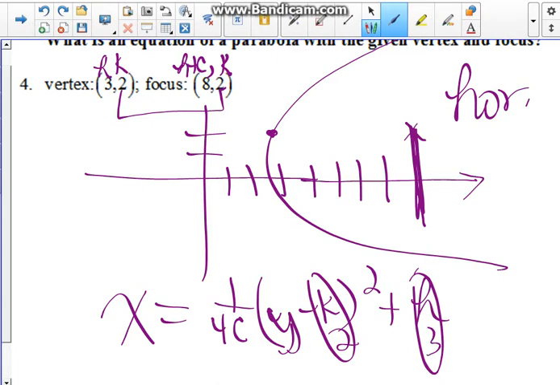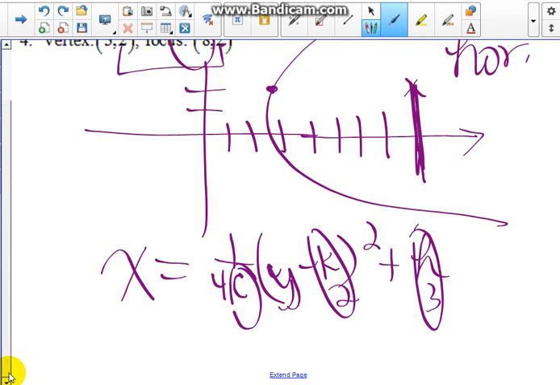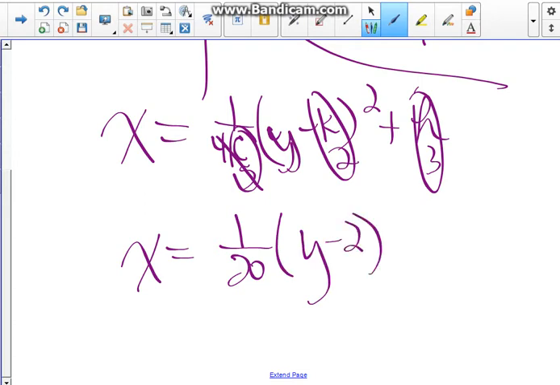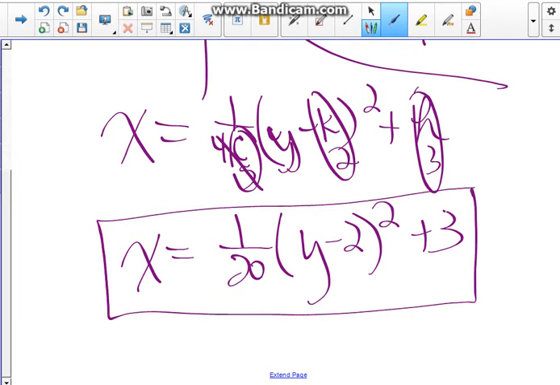Now we just have to find our c value. Okay, well, look at this right here. The h plus c is equal to 8, and we know that h is 3. So 3 plus 5 is 8. That means that our c must be 5. So now let's finish this out. X equal 1 over 4 times 5, which is 20, times y minus 2 squared plus 3. And that is the equation.